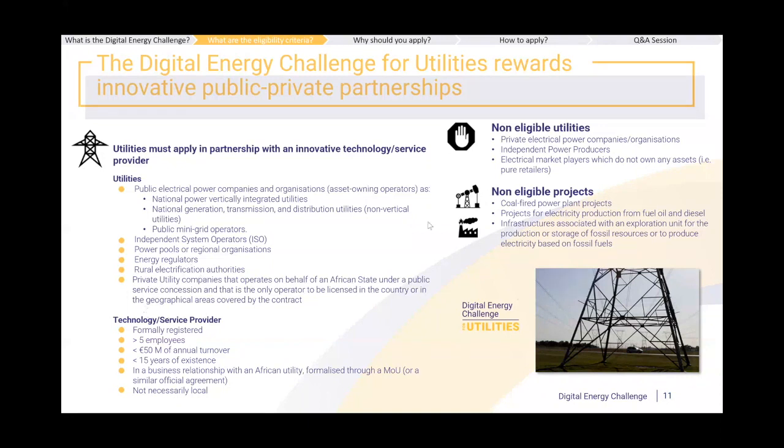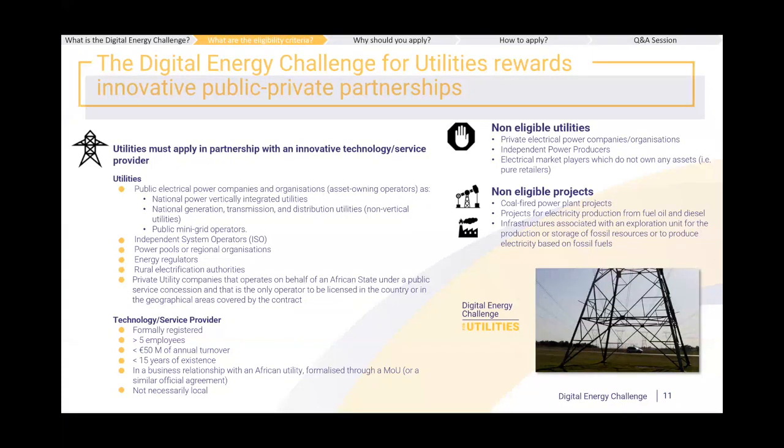I propose maybe I'll take on this one. In the same manner as Camille has explained for startups, I'll explain the eligibility criteria for utilities. First, and it's very important, utilities projects to be eligible are supposed to be presented as a partnership between a utility and an innovative technology or service provider. So there are criteria for both the utility on one side and the technology and service provider on the other. First, on the utilities, we're looking at public electrical power companies and organizations. So every type of entity that can own and operate assets related to the electrical network in a country. It can be for a region, a smaller region, or a country.